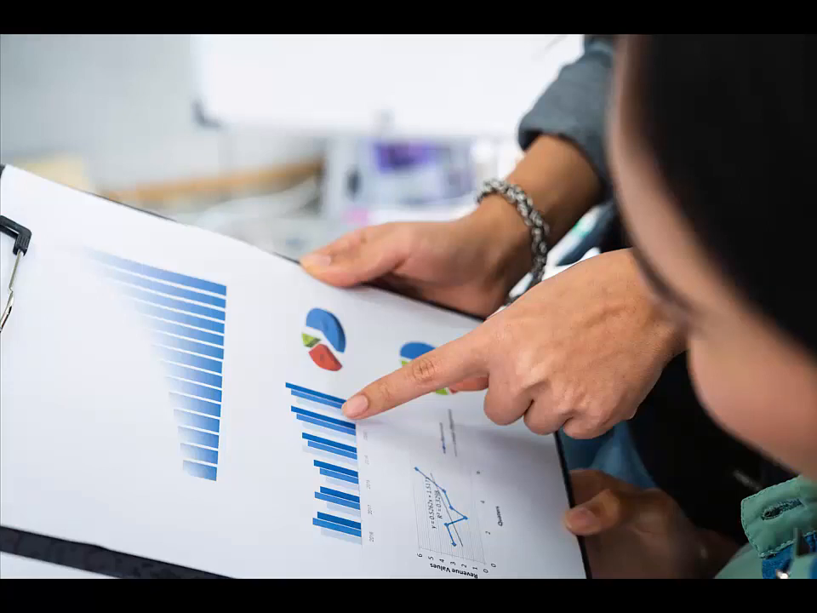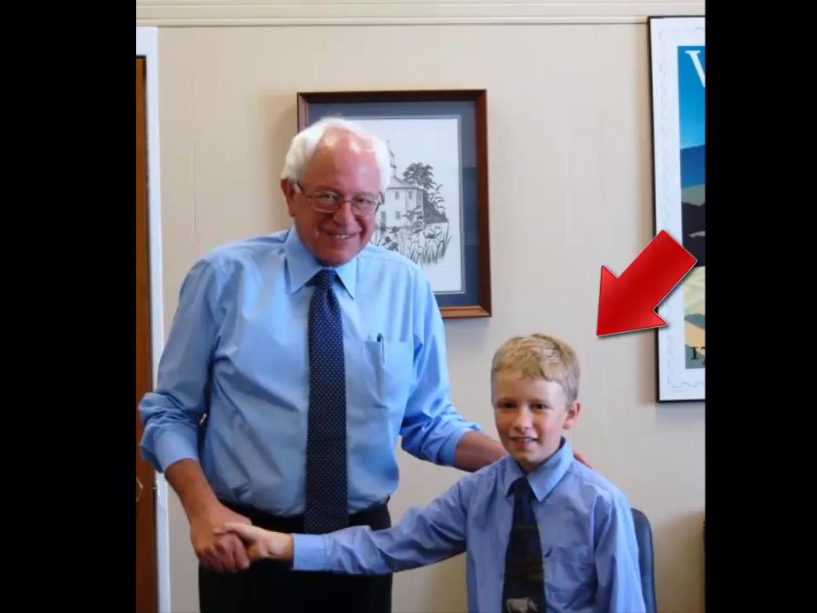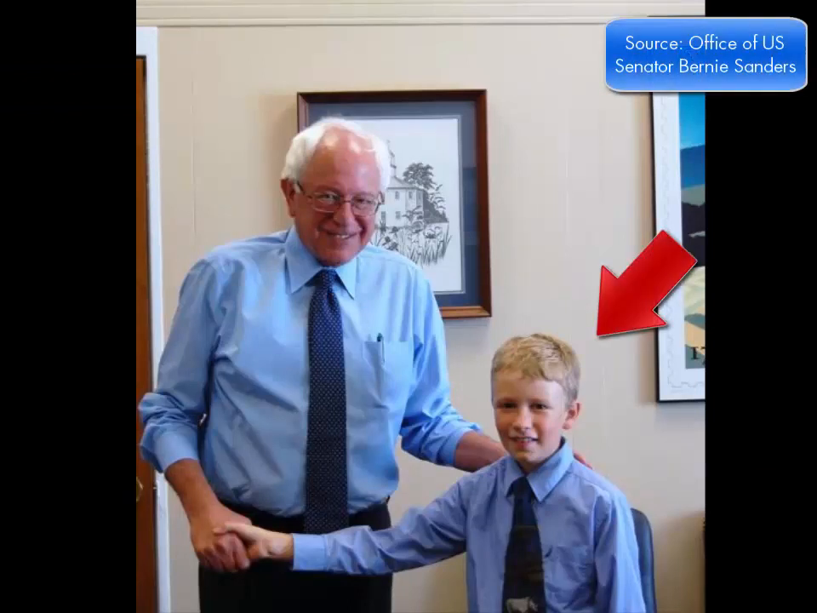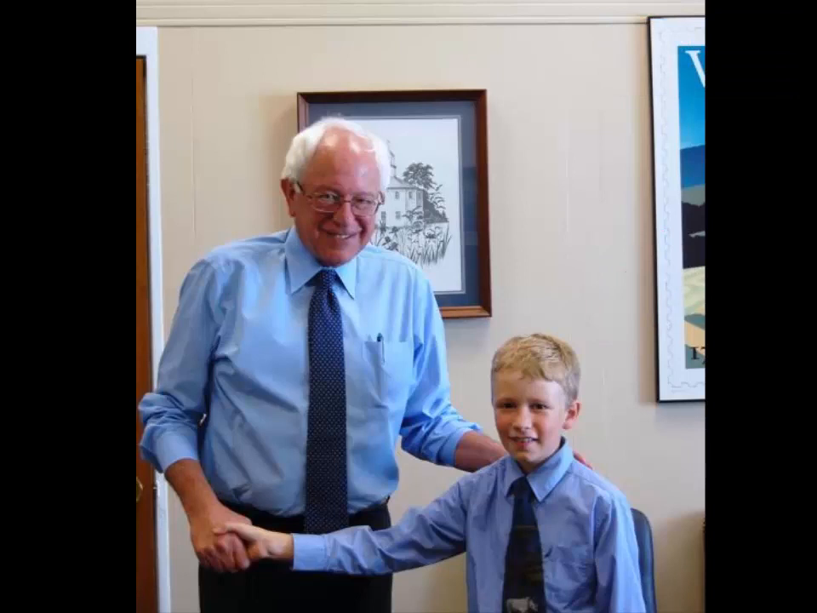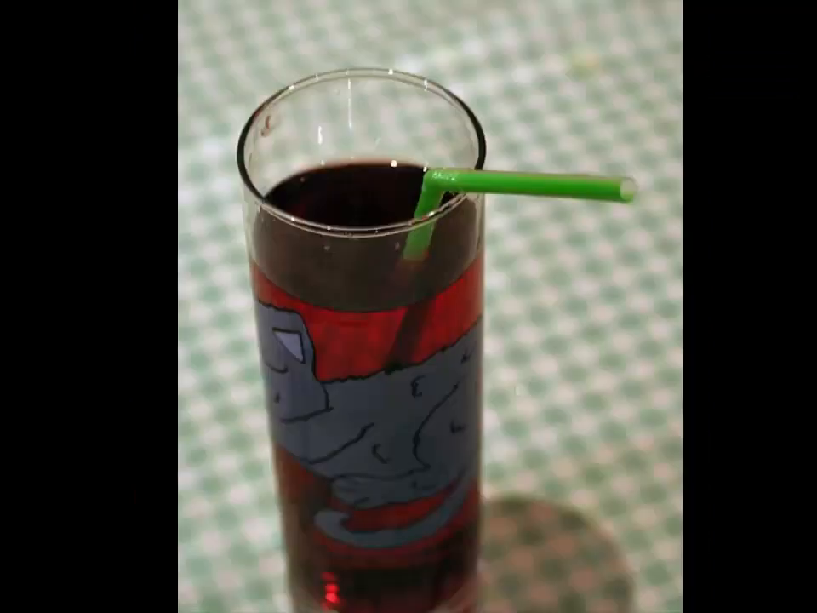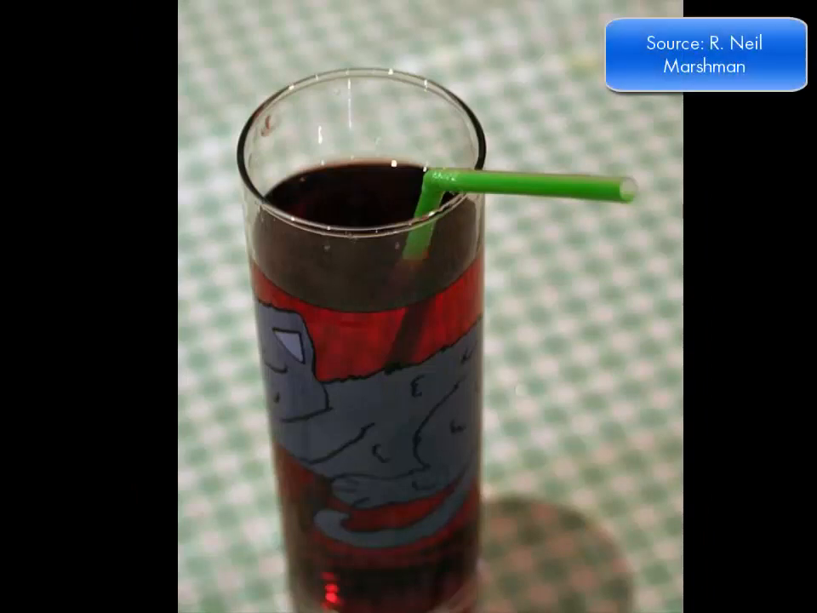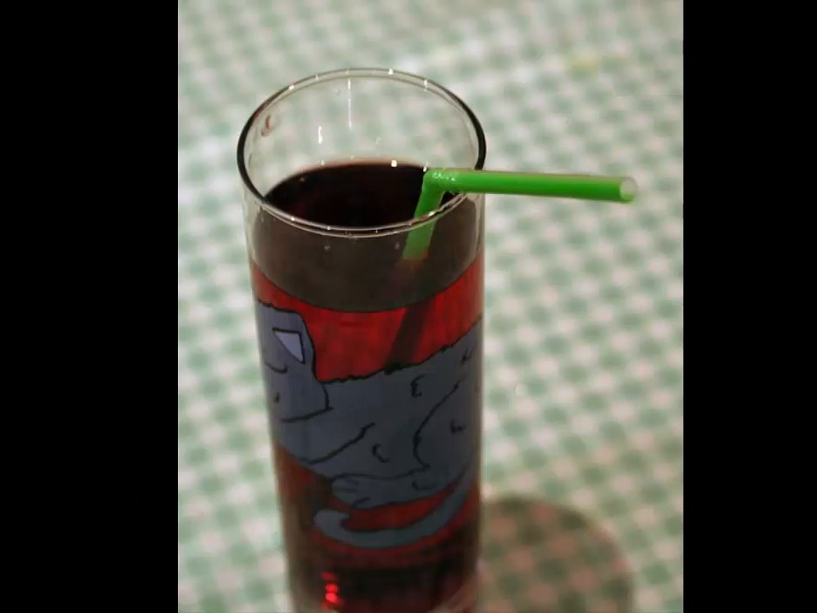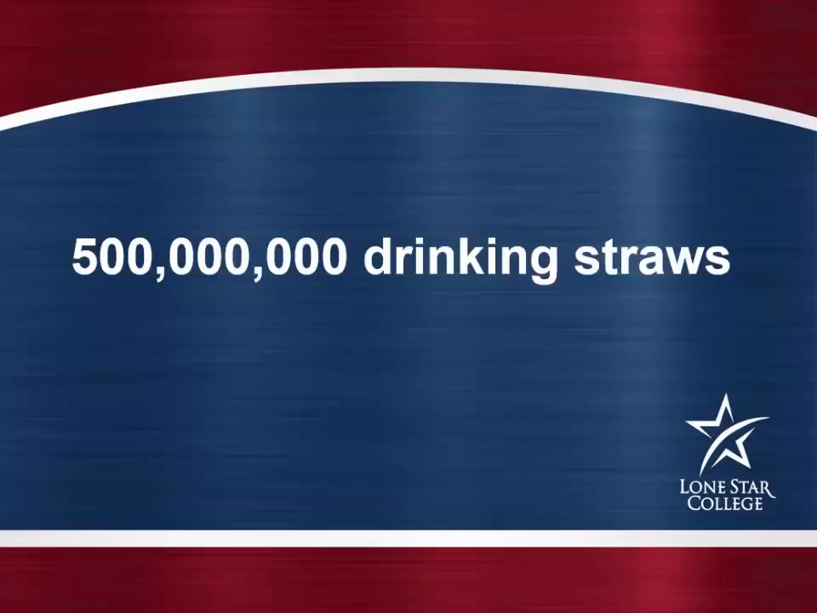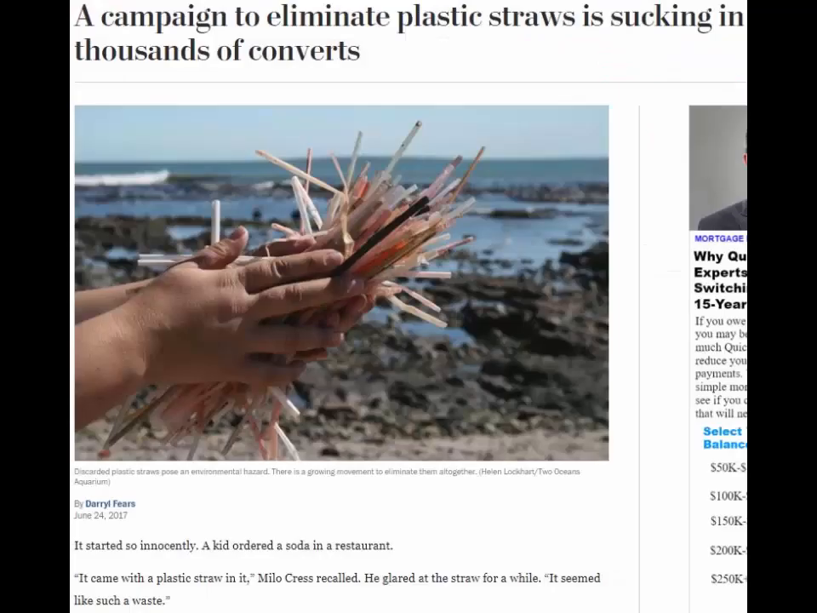Verifiability is especially important with statistics. Let me give you an example. This is Milo Kress, an environmental activist. When he was 9 years old, he launched a public campaign to eliminate disposable drinking straws, which are commonly used once and then thrown into the trash. Milo said that Americans use 500 million disposable drinking straws per day. This number was uncritically cited by many, many, many professional news organizations.